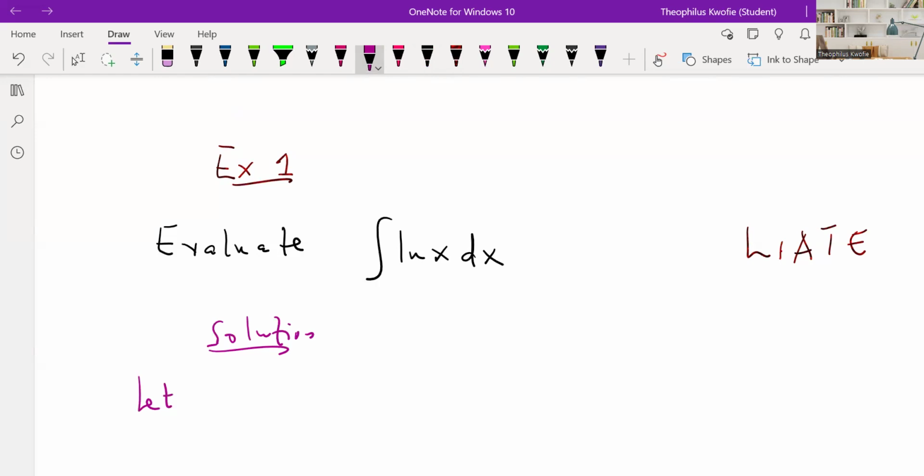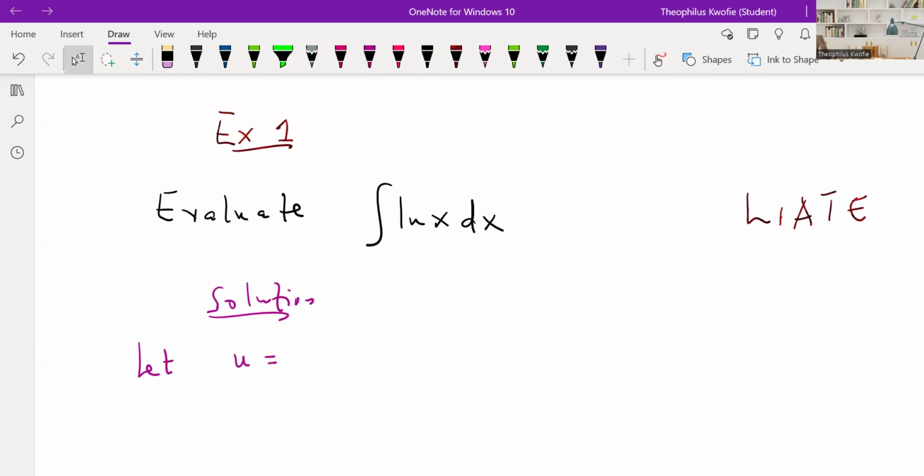So I will say that let u be equal to what? According to the LIATE, which one comes first? Remember the L is a logarithmic function. Since L is a logarithmic function, which has a higher order as compared to other expressions, what happens is that we are going to make u to be what? Ln x. Is that okay? So our u is just going to be ln x.